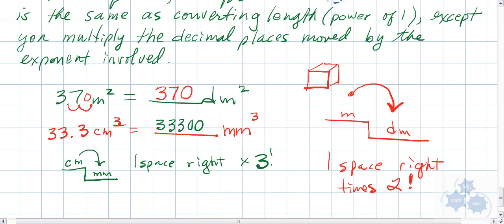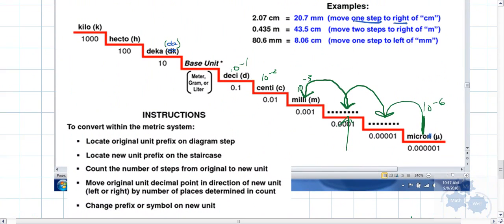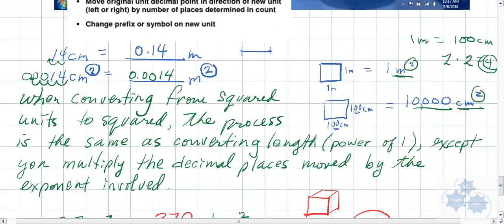All right, let's see how you did. There it is. Did you get that number? So with cubic, you times 3. Centimeters to millimeters is one space to the right on the staircase, times 3. Make sense? Any final questions about that? I'll give you your sheet to work on, and if you have any other questions, you can ask in a bit. Okay? So that's converting using your metric staircase, also with squared and cubed units as well.